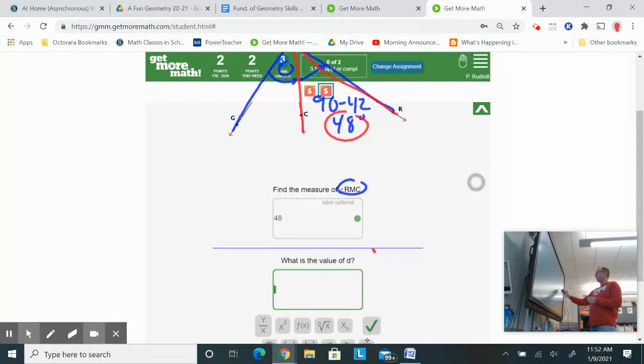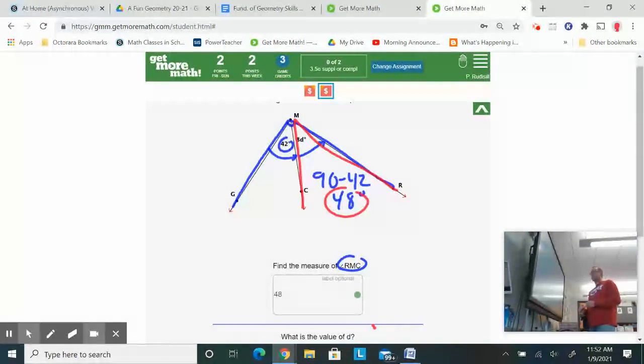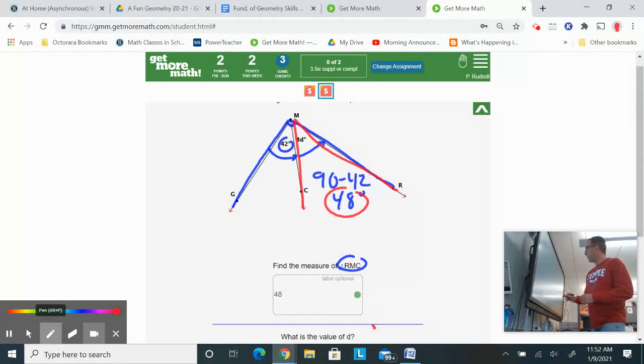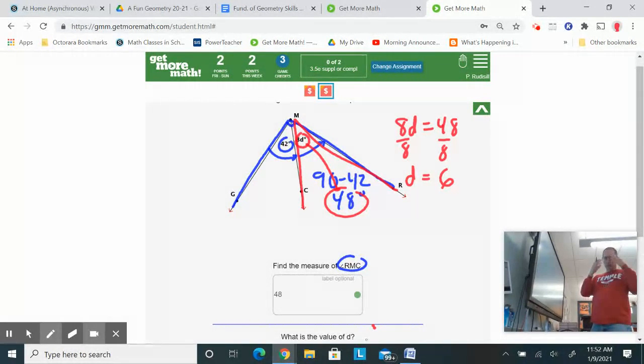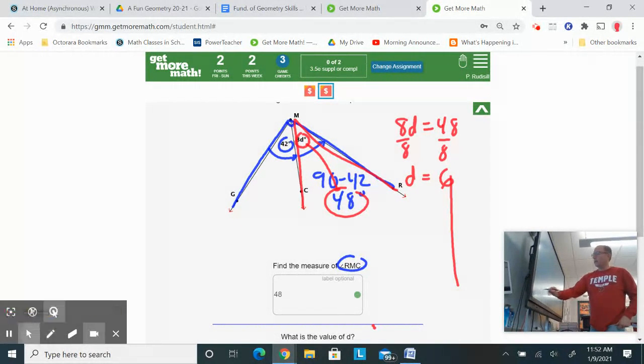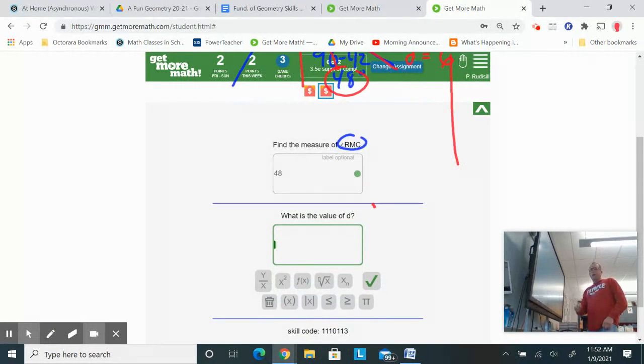And when I move it up, we need to find the value of D. D is the variable, and I know that this measure here is 8D, which has to equal 48, so I set up an equation, 8D equals 48, and of course divide by 8 on both sides, so the missing number for the variable is 8. Wait a second, it's 6. So D equals 6. So scroll up here. I did it again. I got to grab my right tool here. I scroll up and I tap in 6 and I check that.